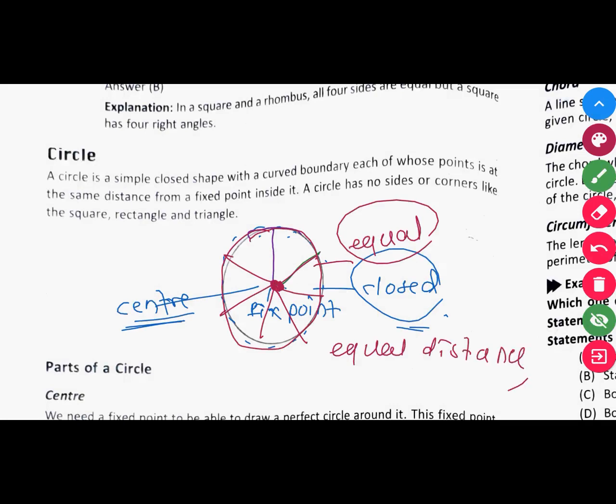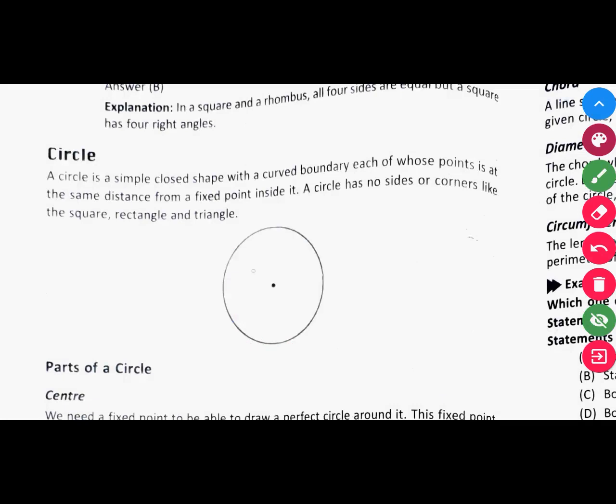Okay. So this center point is called the center of the circle. Now the other parts of the circle are chords. What is meant by a chord? Any 2 points on the circumference of the circle, the periphery of the circle, if you join those 2 points, then it is known as a chord.